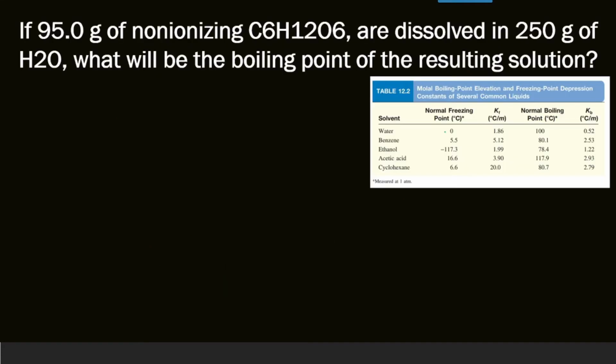Okay? So, let's have an example. If 95 grams of non-ionizing C6H12O6, so ganito yung sinusulat, C6H12O6, are dissolved in 250 grams of H2O or water, what will be the boiling point of the resulting solution? Nilagay ko na dito yung table para mas madali nating makuha yung molal boiling point elevation constant. Kakailanganin kasi natin to sa given.